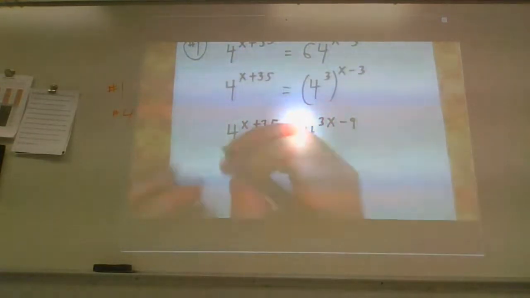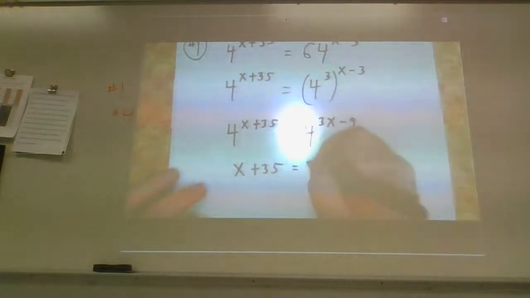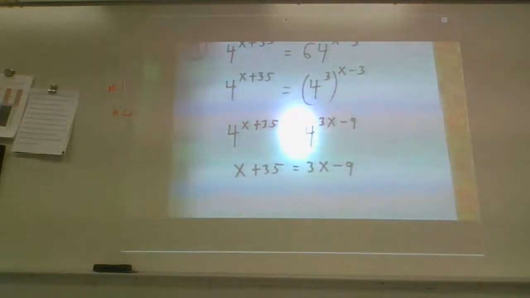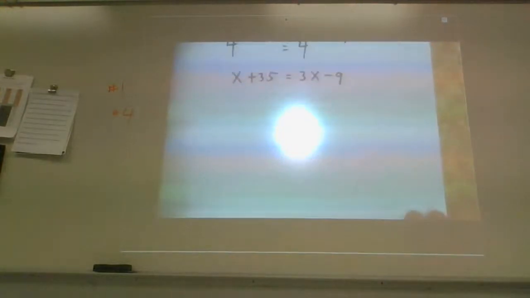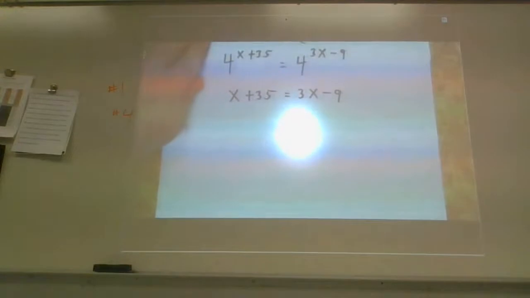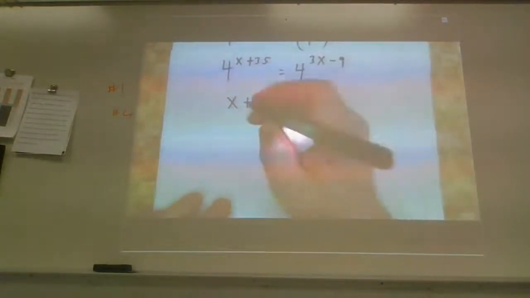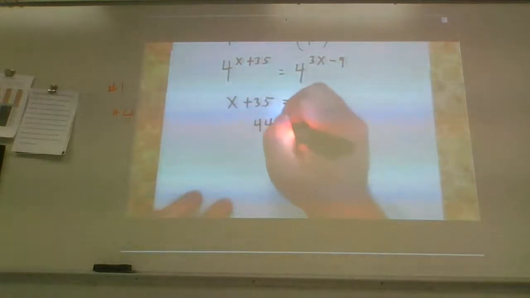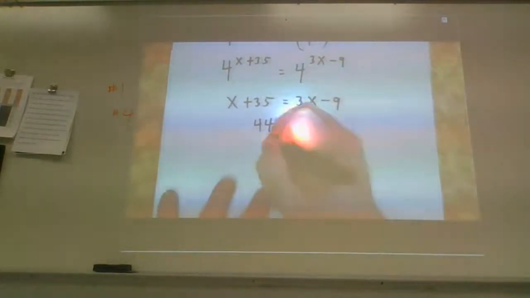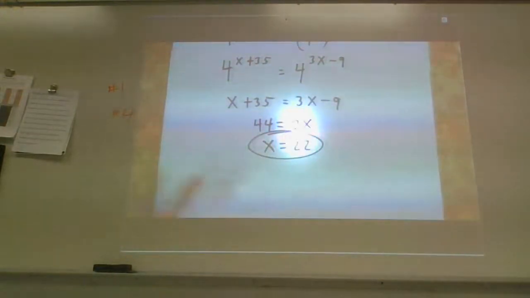Now we can set the exponents equal to one another, and we are back in Algebra 1. Being back with an Algebra 1 type problem is nice, but you have to work to get to that point. I'm going to subtract the x, add the 9, and divide by 2. And I get an answer of 22.